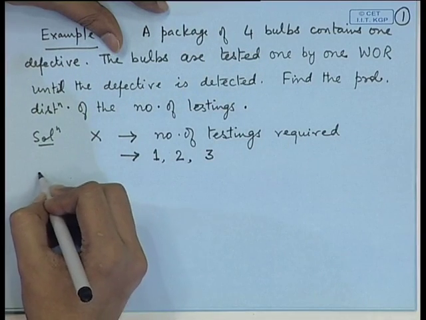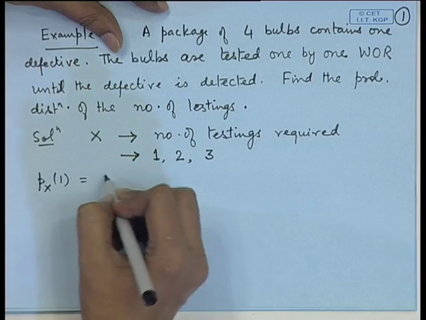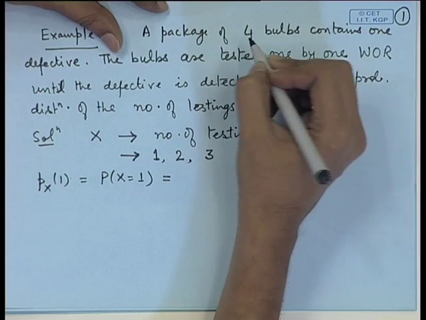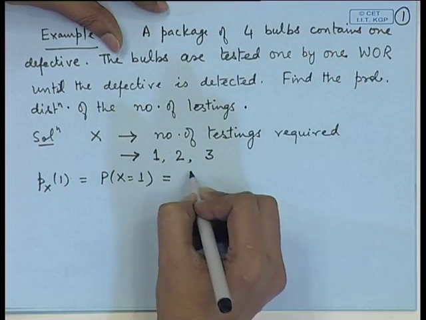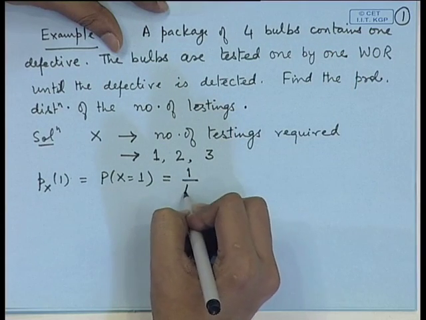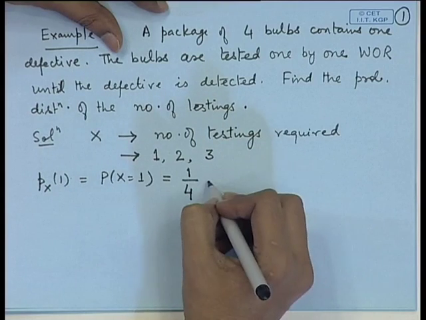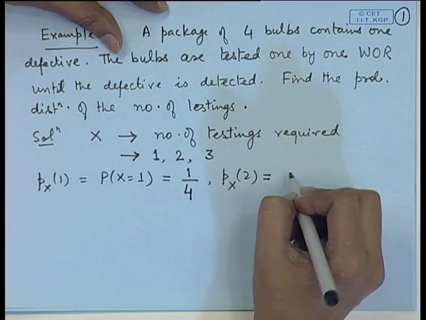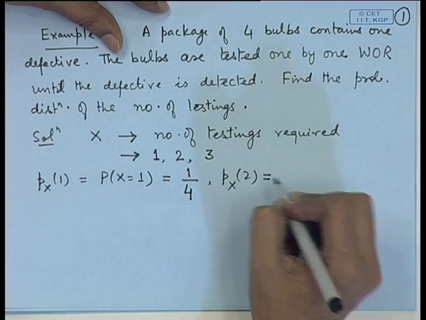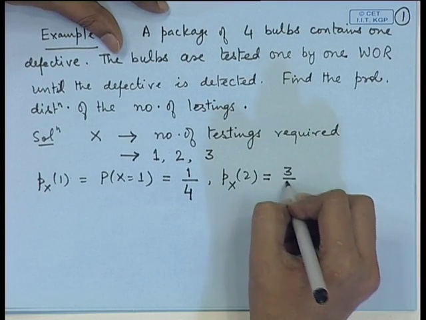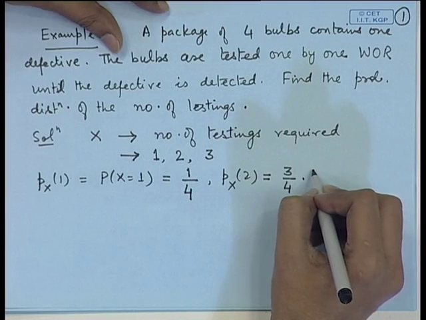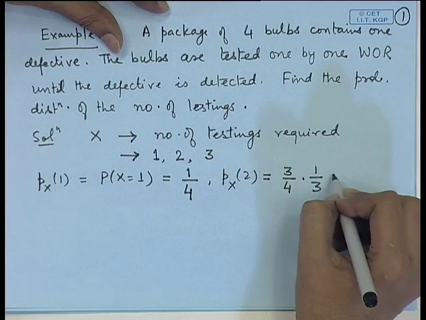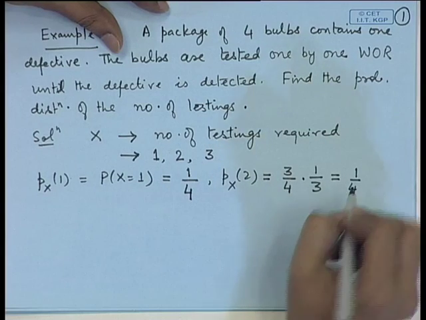So, what is the probability of X equal to 1? There are 4 bulbs out of which 1 is defective. So, the probability that the first testing gives a defective is 1 by 4. What is the probability that the second one is defective? That means the first one must not be defective. Now, there are only 3 bulbs left, out of which 1 is defective. So, the probability of that is 3 by 4 into 1 by 3, which is equal to 1 by 4.